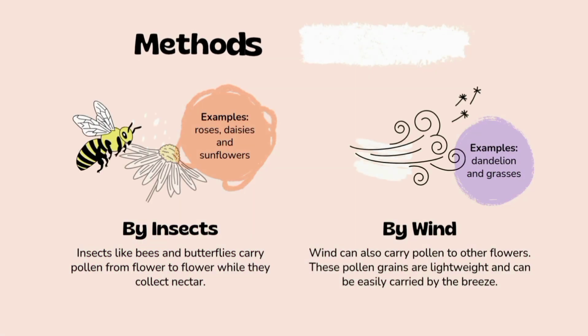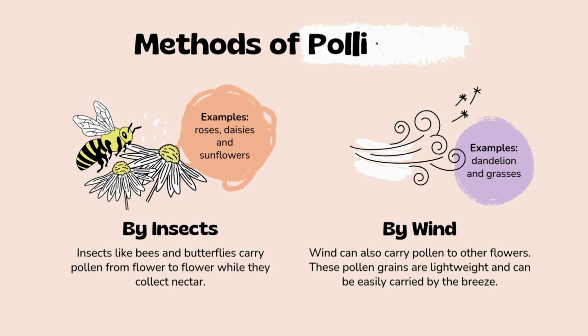Methods of pollination. By insect: examples are roses, daisies, and sunflowers. Insects like bees and butterflies carry pollen from flower to flower while they collect nectar. By wind: examples are dandelion and grasses. Wind can also carry pollen to other flowers.